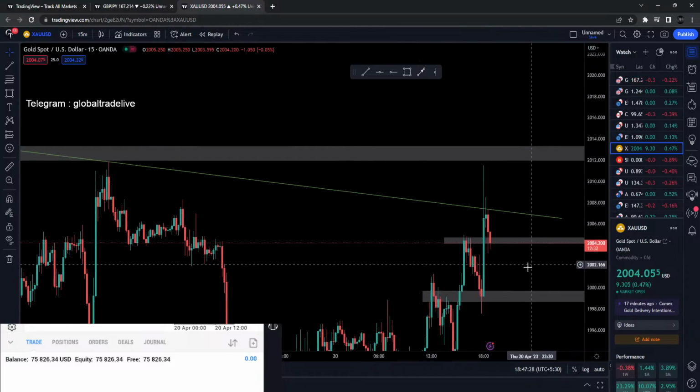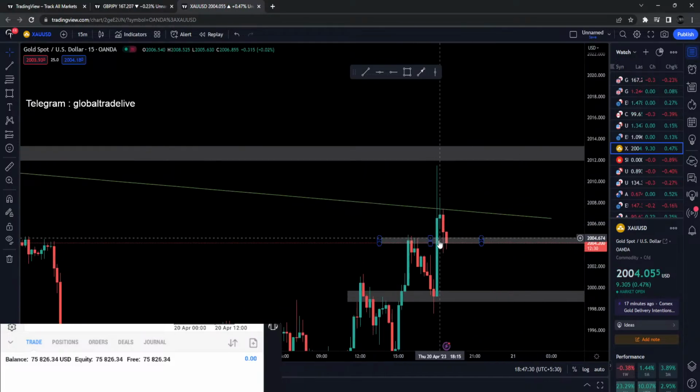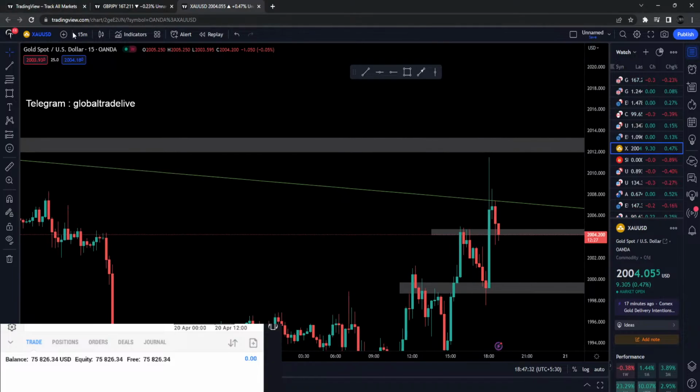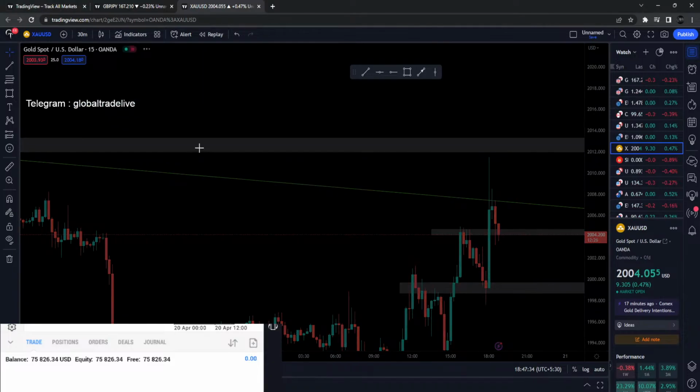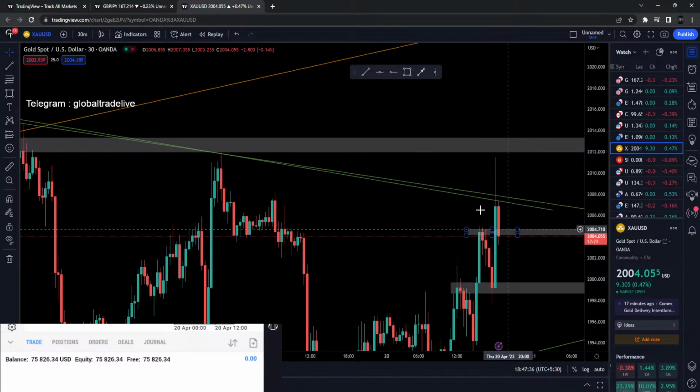Look, the gold is now pushing the price down. So let's see if it's going to get down in 30 minutes. I think let's wait for the 30-minute candle in gold in order to take a trade.